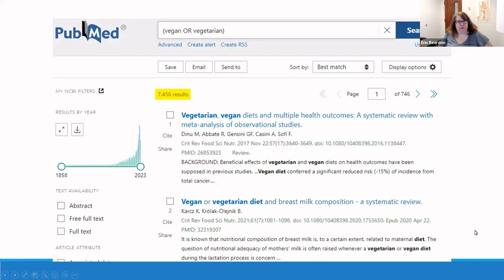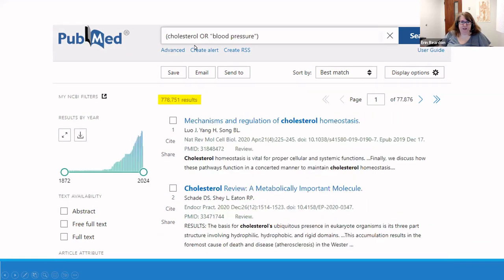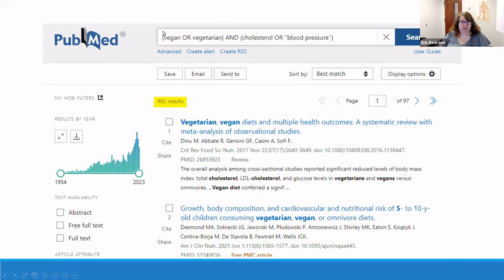So if we look for vegan or vegetarian, we have that 7,500 results. These are all articles that talk about vegan diets or vegetarian diets. If we look for cholesterol or blood pressure, we've got 780,000 results. That's talking about cholesterol or blood pressure. We can combine the two of them, vegan or vegetarian, and cholesterol or blood pressure. We've got 962 results, and these are going to be the overlap between both of those concepts.